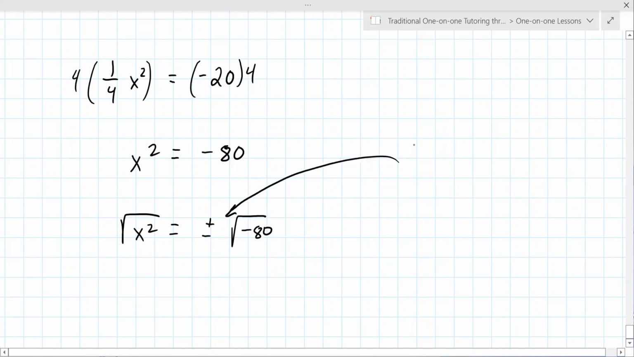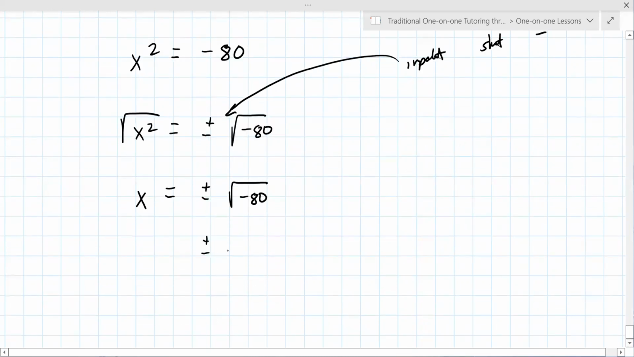This is the kind of thing that's really important to put on your note sheet. Somehow remind yourself that it's plus or minus. That's a common thing that gets forgotten by students. So x equals plus or minus the square root of -80. So it's plus or minus the square root of -1 times the square root of 80.